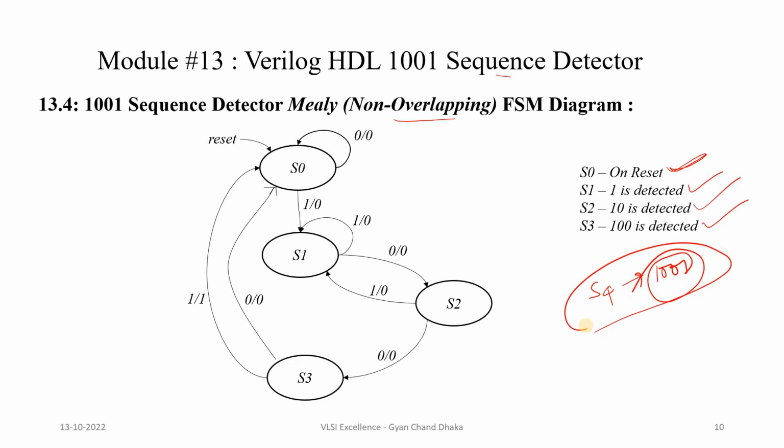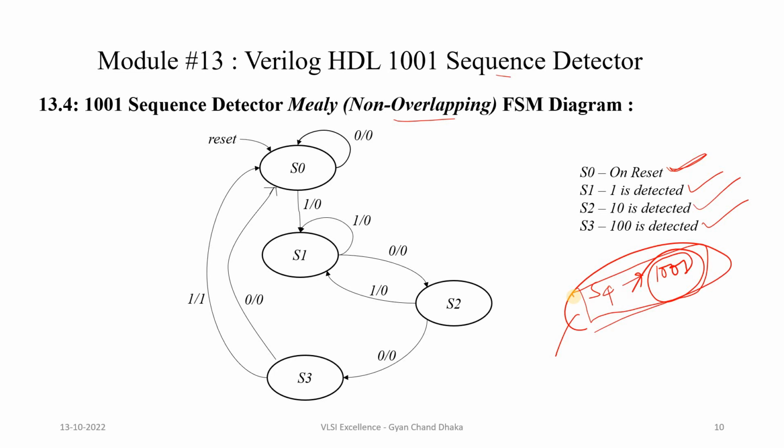So this is how the number of states in Mealy type of FSM is going to be less than Moore type of FSM, because in Mealy type of FSM we do not define a state for the exact sequence, and how we will detect the exact sequence we are going to see in this state diagram.